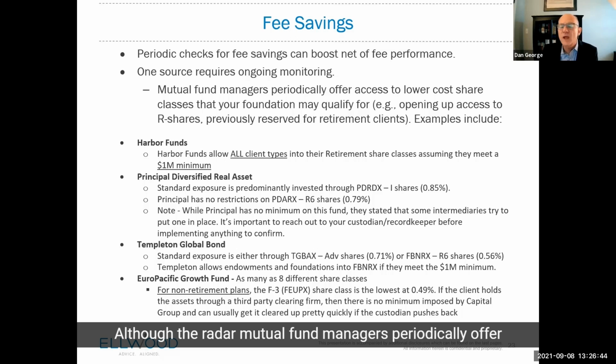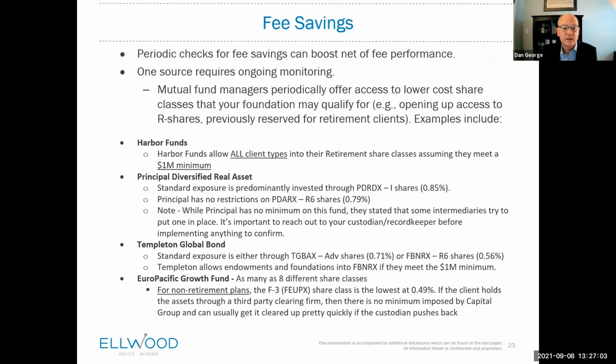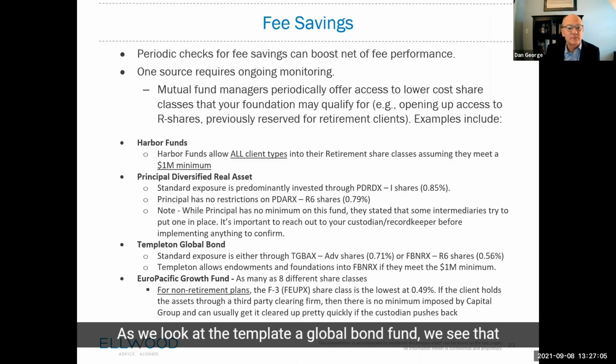Mutual fund managers periodically offer access to lower cost share classes that your foundation may qualify for. The example we cite on this page is opening up access to R shares, which were previously reserved for retirement fund clients and are suddenly open to all investors, or maybe just endowment and foundation clients. As we look at the Templeton Global Bond Fund, we see that we had been willing to pay them 0.71% to give us access to their portfolio.